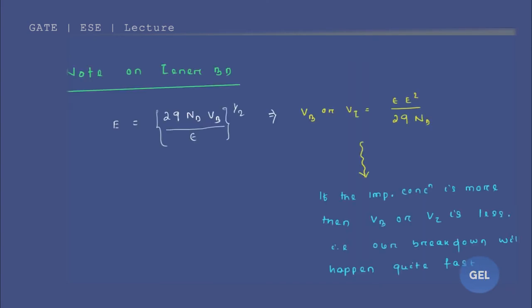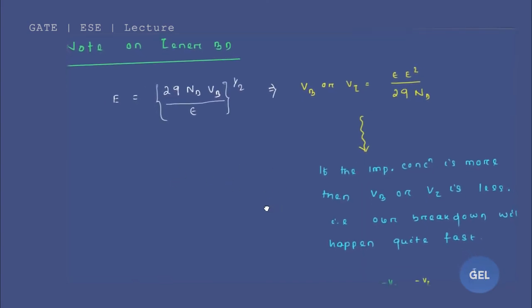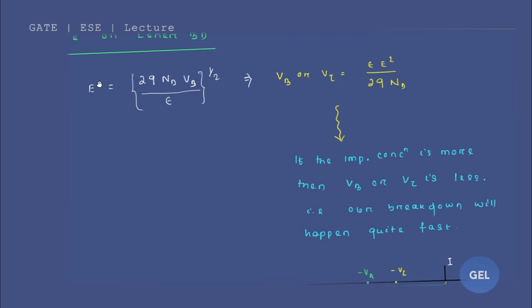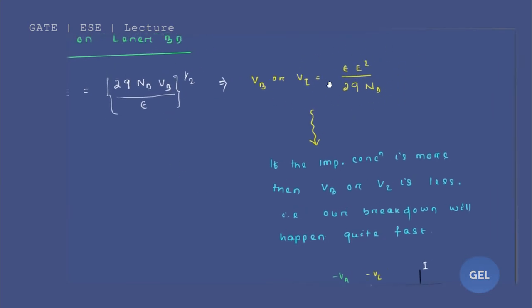Now, this is a very important point. Now, let's move into our next point. Yet this formula is not in your syllabus, not even this formula, but the analysis from this formula is important. What is this? This is your electric field, this is your doping concentration, this is your breakdown voltage or Zener voltage, whatever you can say.